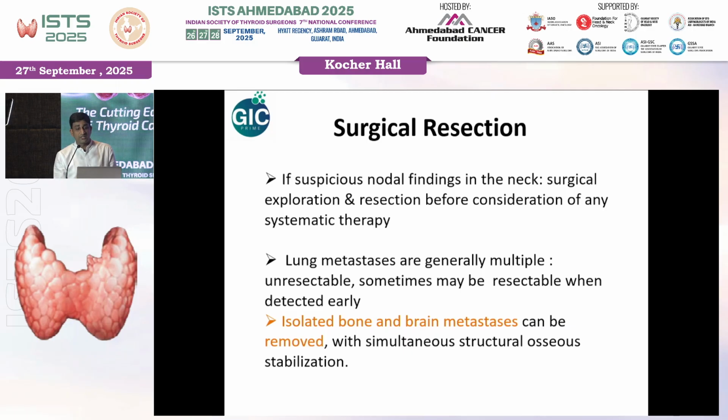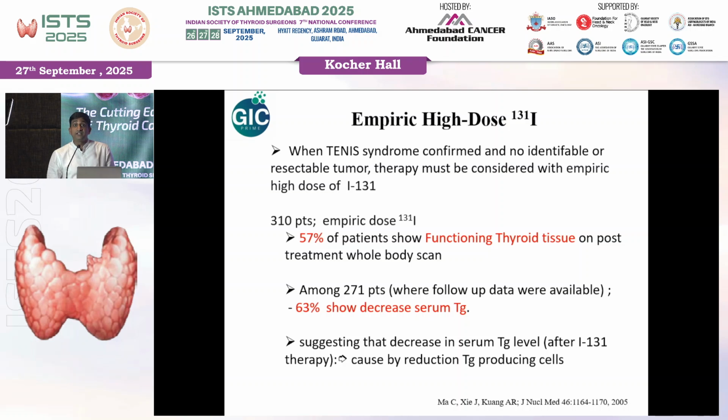The lung metastases are generally multiple and unresectable, and sometimes may be resectable when detected early. Isolated bone and brain metastases can be removed with surgery. The next is the empirical high-dose iodine therapy. When TENIS syndrome is confirmed and no tumor is resectable, therapy must be considered with the empirical iodine 131 therapy.